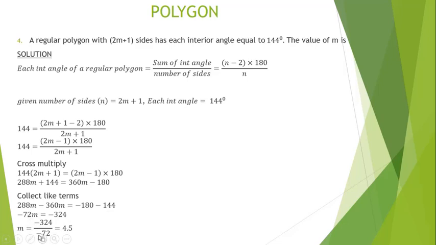Divide both sides by minus 72. That means m equals 4.5. Now, if you want to find out how many sides the polygon has, all you just need to do is substitute this 4.5. m is 4.5. Substitute it in this particular expression because we know that the number of sides is 2m plus 1. So put 4.5 here. So you have 4.5 times 2, which is 9, plus 1, which equals 10. So that means that the polygon is a decagon.